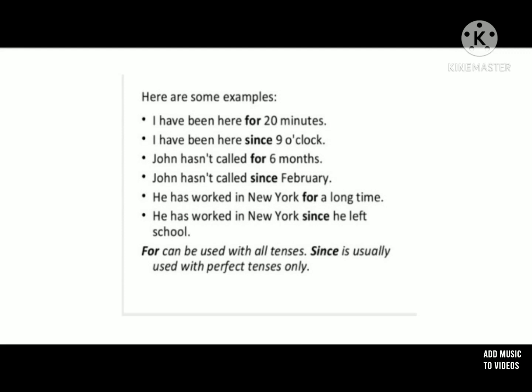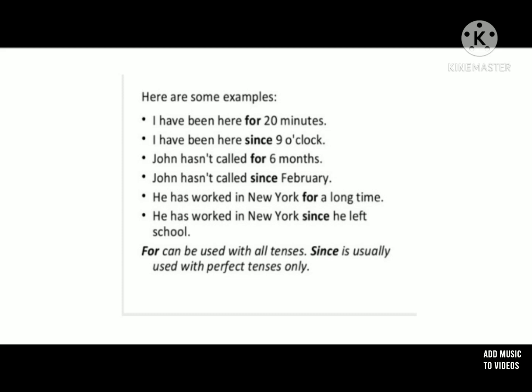I have been here for 20 minutes. I have been here since 9 o'clock. So here in between these two sentences, you can differentiate the meaning. The first one talks about the duration and the second sentence talks about the particular point in the past. For more examples, let's read the next one. John hasn't called for 6 months. 6 months shows the duration. John hasn't called since February. It shows the particular point in the past.